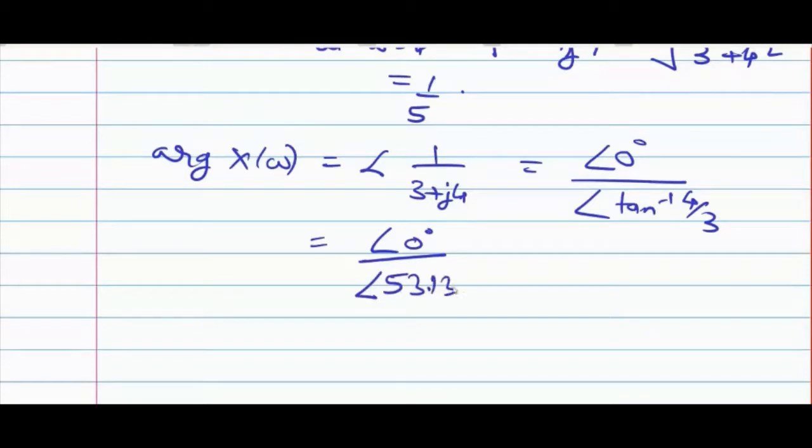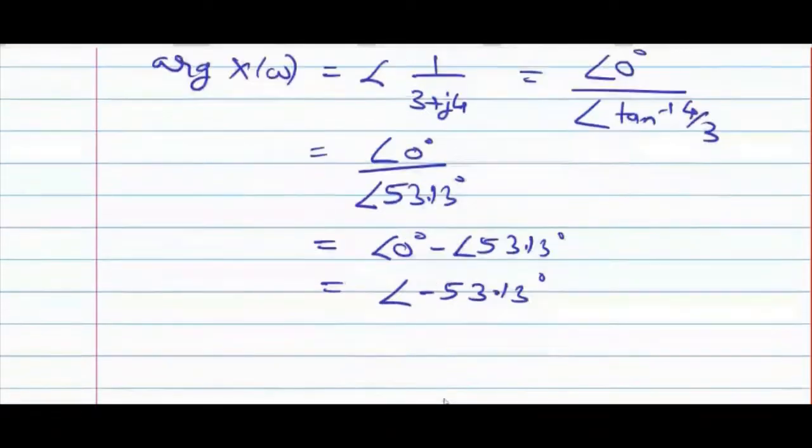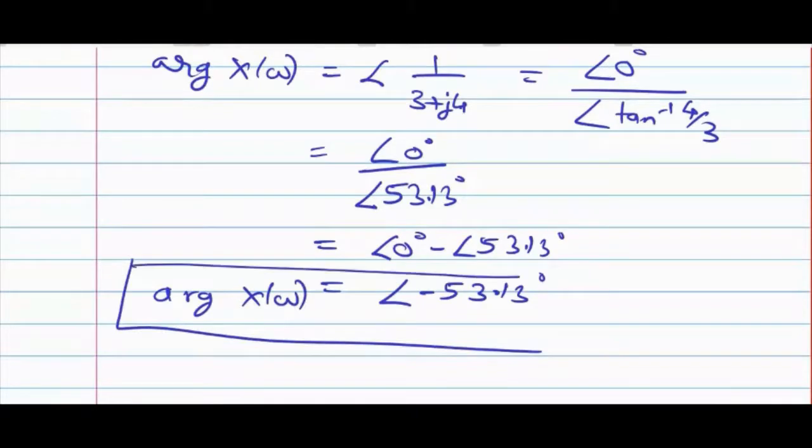53.13 degree. When it comes in the numerator, it will be subtracted. So 0 minus angle 53.13 degree. So overall angle is minus 53.13 degree. So this is the phase at omega equal to 4. So now these things are new to you.